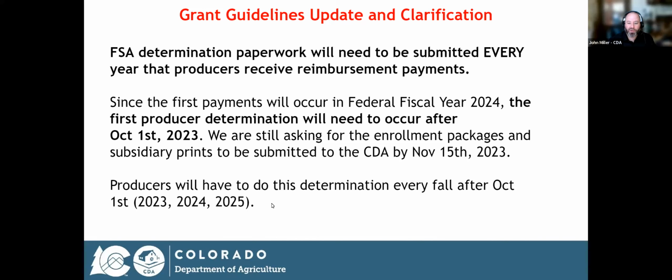Producers will have to do this determination every fall. So as I said, this year they'll have to do it after October 1st of 2023, next year after October 1st of 2024, and the following year after October 1st of 2025. Again, I think that in those subsequent years, they can just do an update to their paperwork, which may be able to be done online, but that's something they need to clarify with the FSA.